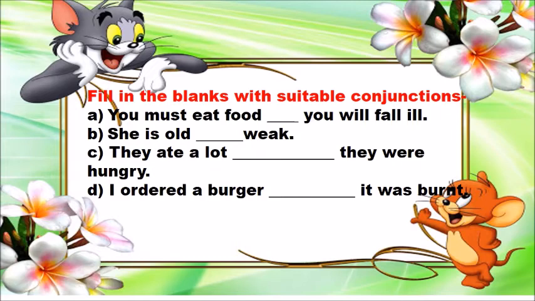B. She is old dash weak. C. They ate a lot dash they were hungry. D. I ordered a burger dash it was burnt. Right? So you can think about the four conjunctions that we have done and revised, and you can fill them in accordingly.